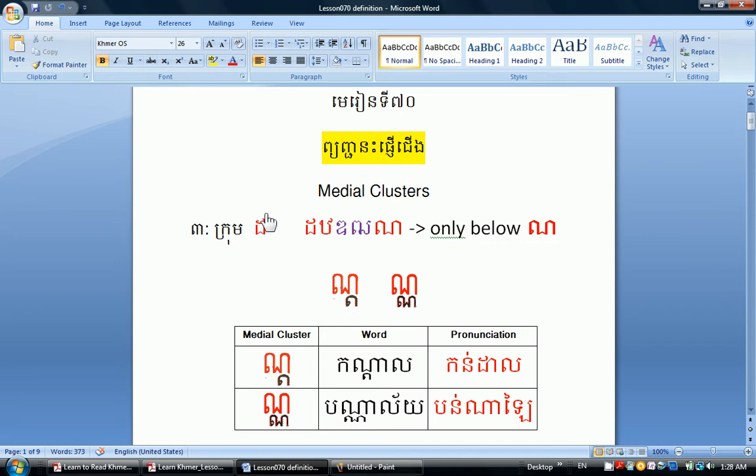Before going to the actual lesson from the textbook, let's learn how to read words from group Da, which in Khmer we say Krom Da, which represents the third row of consonants: Da, Ta, Do, To, and Na, that can only go below consonant Da. So these are the medial clusters for this lesson. Now let's read words that represent each one of these clusters.